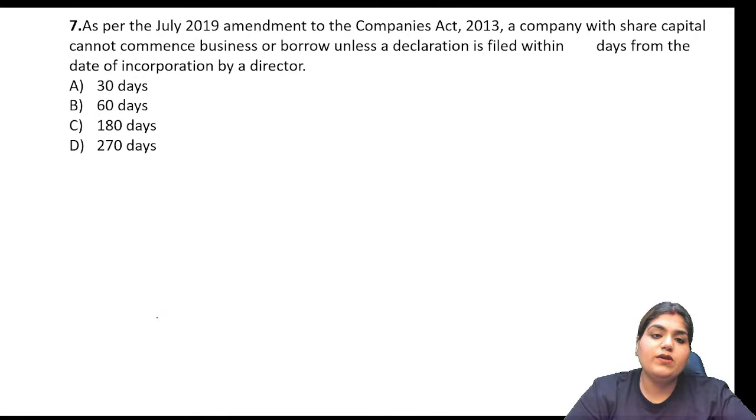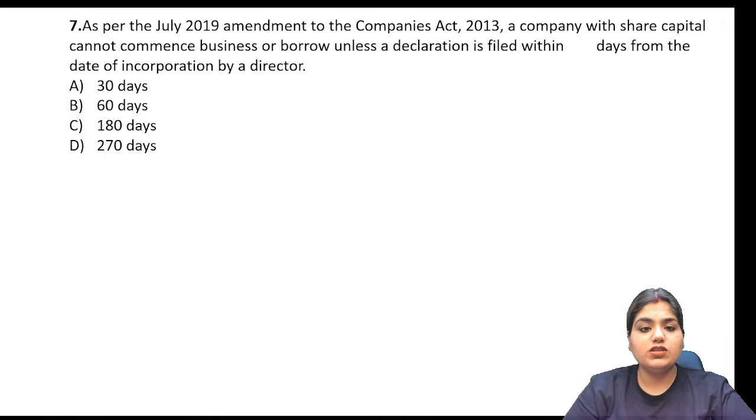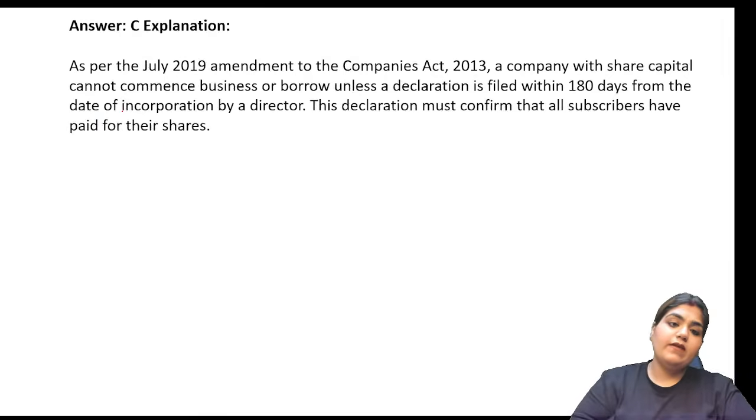As per the July 2019 amendment, a company with a share capital cannot commence business or borrow unless the declaration is filed within dash days from the date of incorporation. It is 180 days from the date of incorporation.